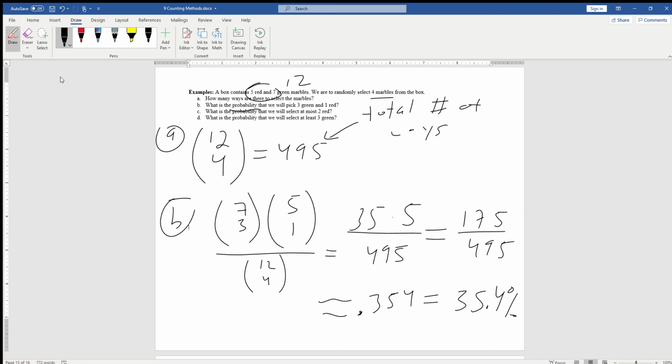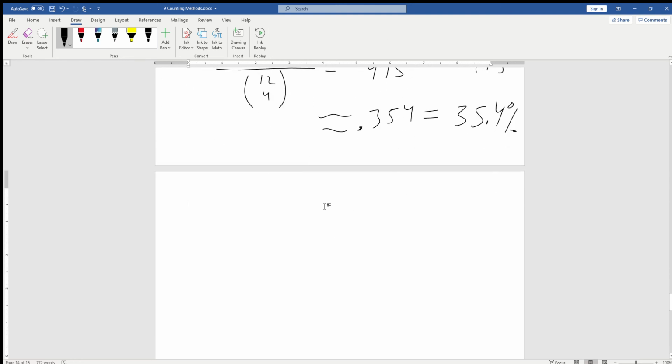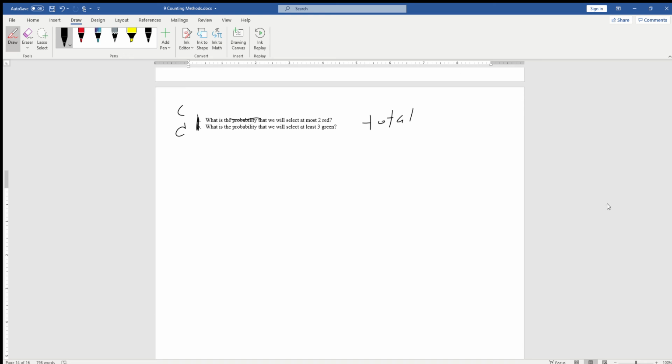A third example of probability. And I'm going to cut these and paste them down here just for convenience. All right, and again, C and D. Now, what is the probability that we will select at most 2 red? At most means that we start at 0 and then we go up to that total number. So at most 2 red means we could have 0 red, or we could have 1 red, or we could have 2 red.